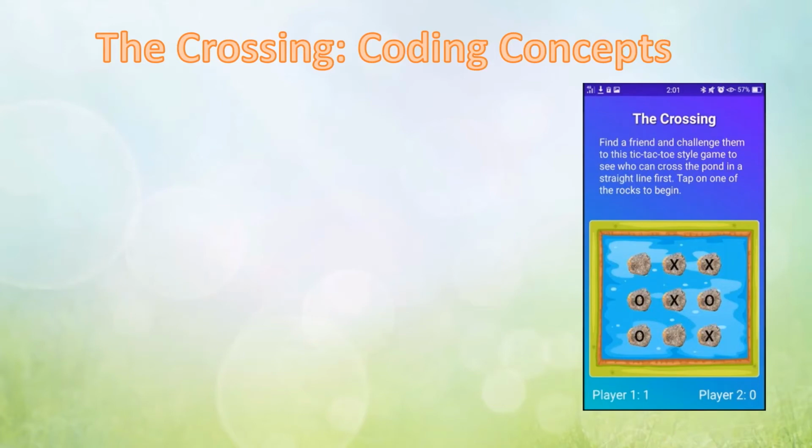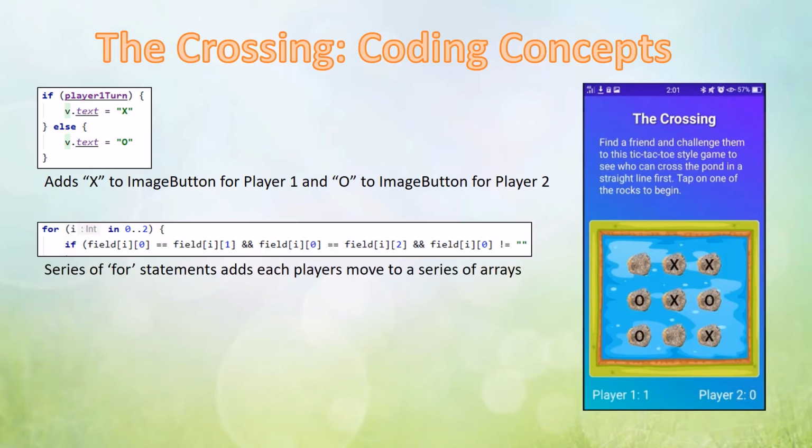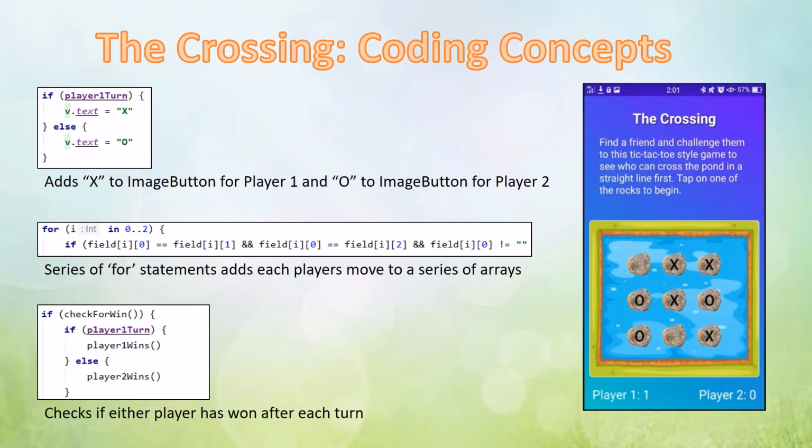In The Crossing, an X is added to the image button for player 1, a naught to the image button for player 2, and then a series of for statements adds each player's move to a series of arrays. And then the check for win function checks if either player has won the game after each turn.